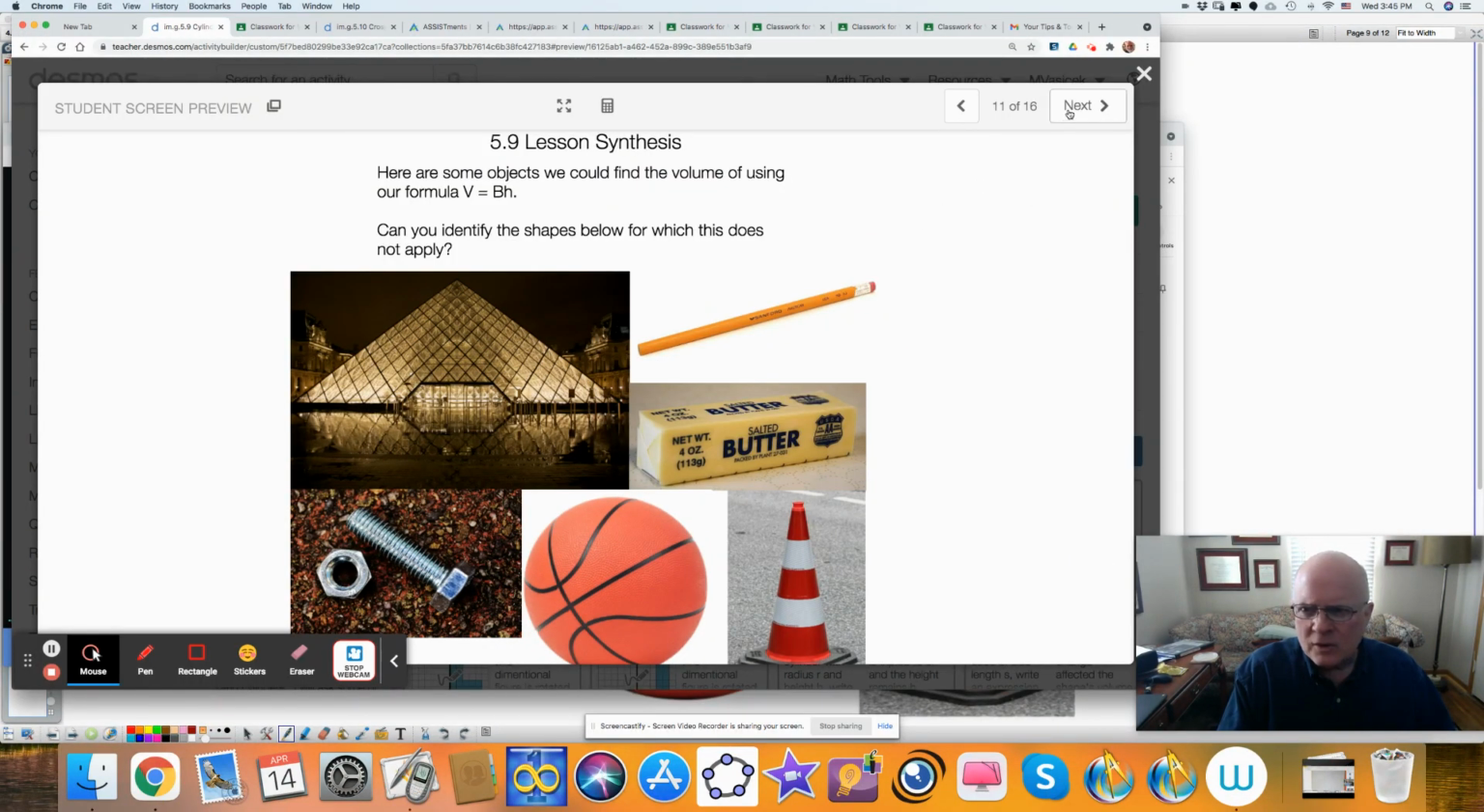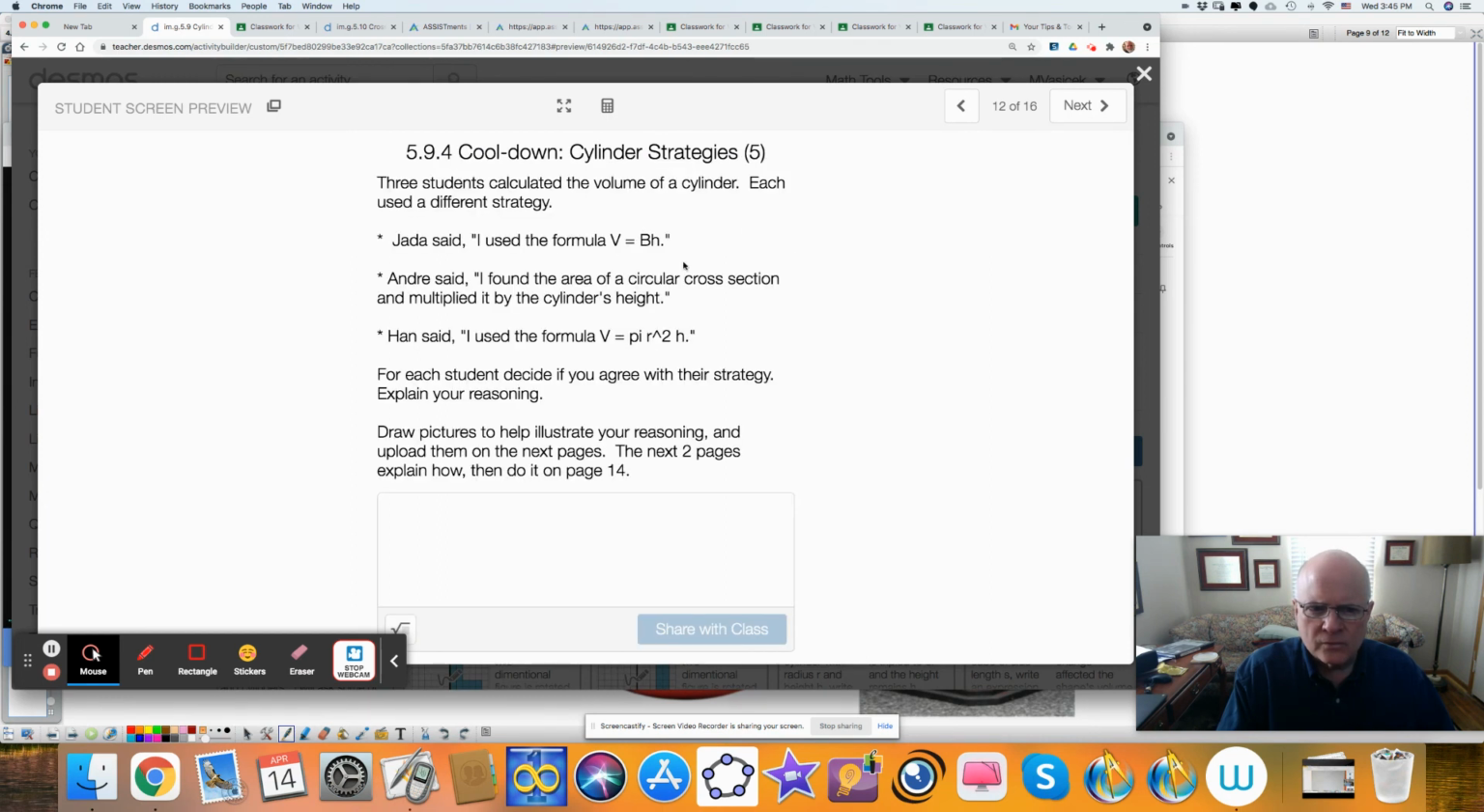And then I have a question here for cool down. Jada says she used the formula volume is equal to the area of the base times the height. That's good. Andre says he took the area of a cross-section and multiplied it by the height. Well, that's good too. The area of a cross-section would be a circle, pi r squared. Hans said, I used the formula volume is equal to pi r squared times the height. Pi r squared is the base.